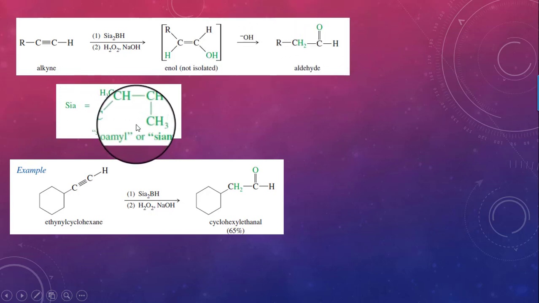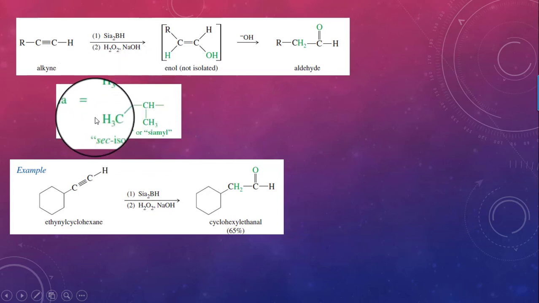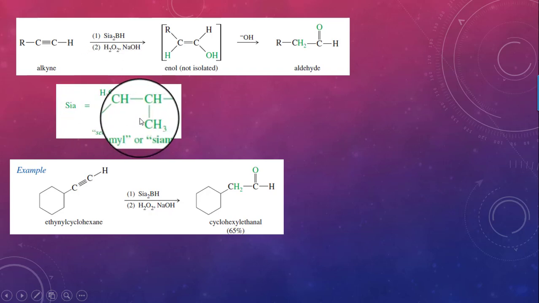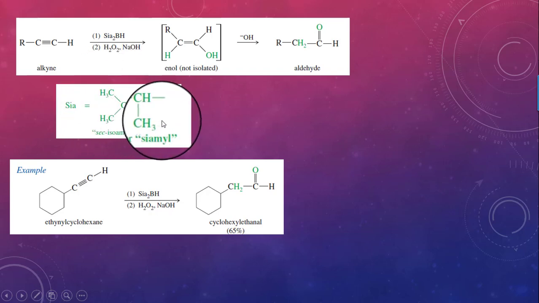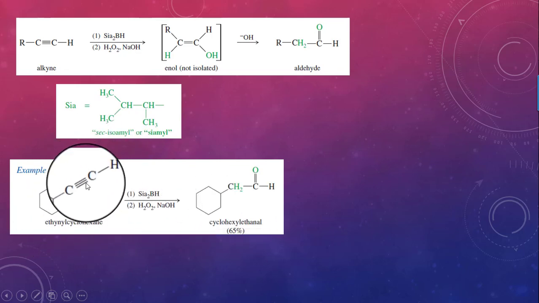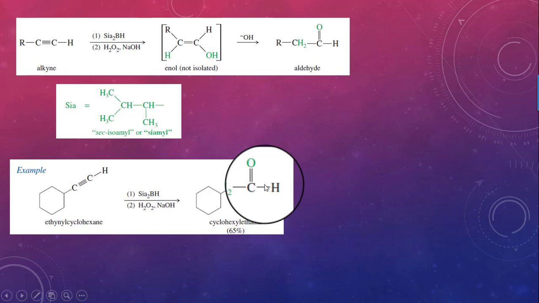This word isoamyl is used for actually the isopentyl group. Amyl is the old name that is used for the isopentyl structure. Another example is shown in which a terminal alkyne is being oxidized to an aldehyde.